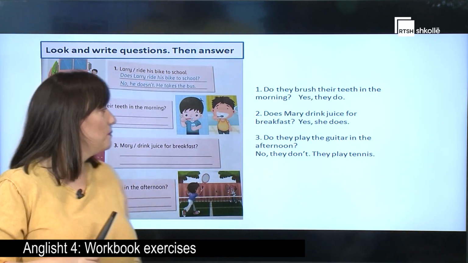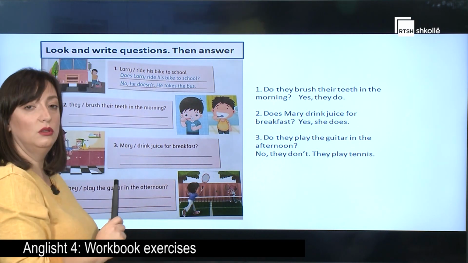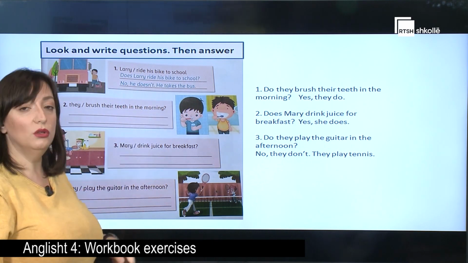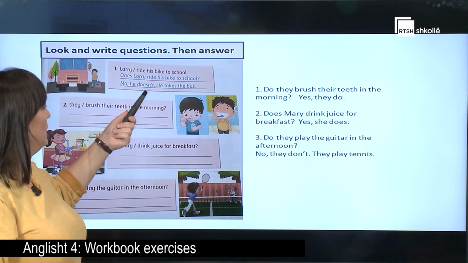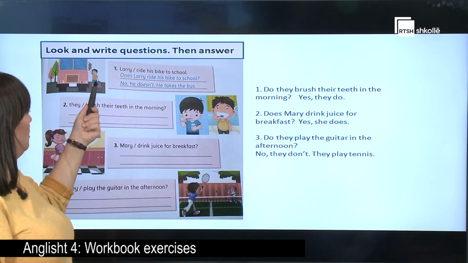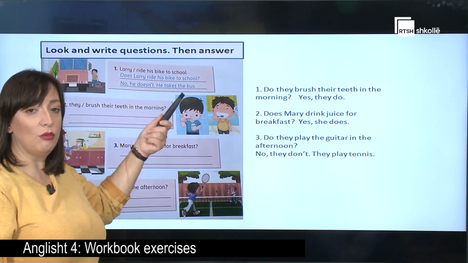Good. Larry rides his bike to school. Look at the example. Does Larry ride his bike to school? No, he doesn't. He takes the bus. Do you see? He is not riding the bike. He doesn't ride the bike.